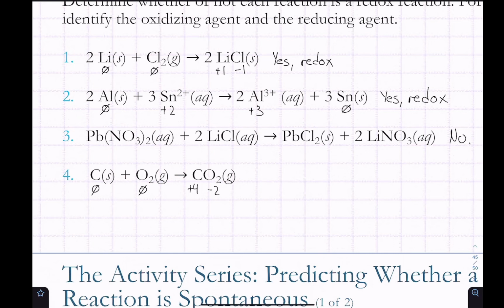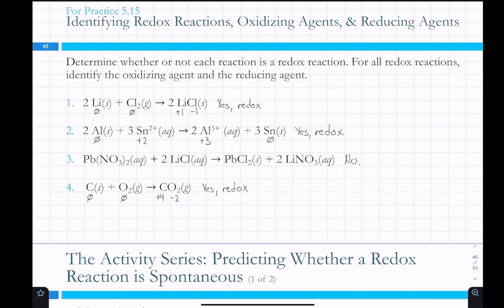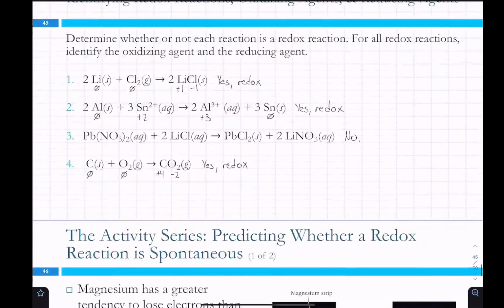So what's being oxidized, what's being reduced? Carbon's being oxidized, oxygen's being reduced. And actually that's what you'll find if you have oxygen reacting with something. The thing that oxygen reacts with is being oxidized. So oxygen is an oxidizing agent. How about that? Okay.